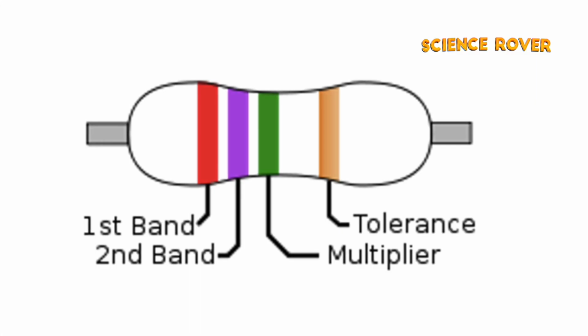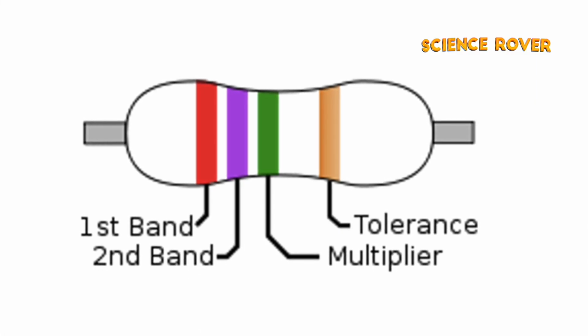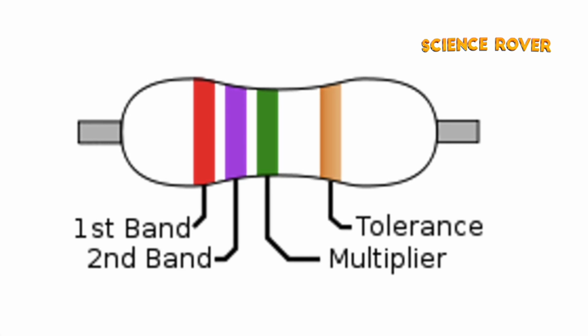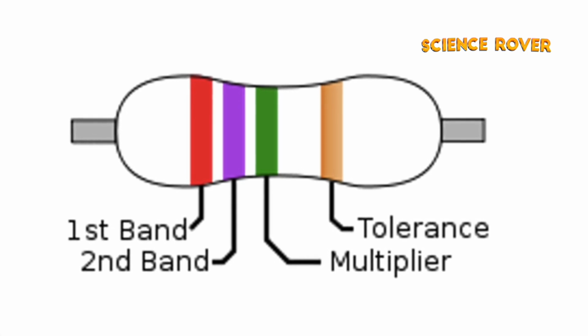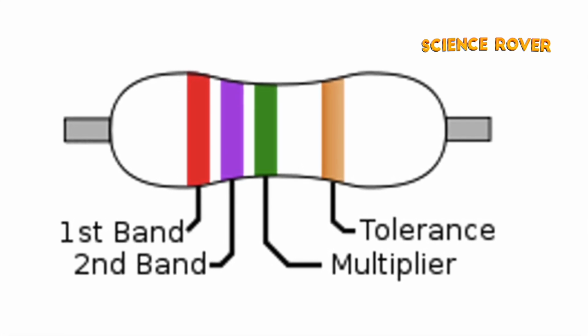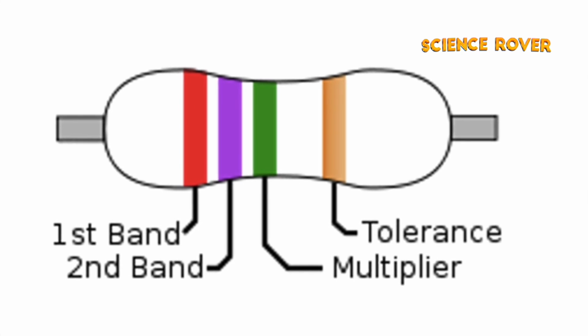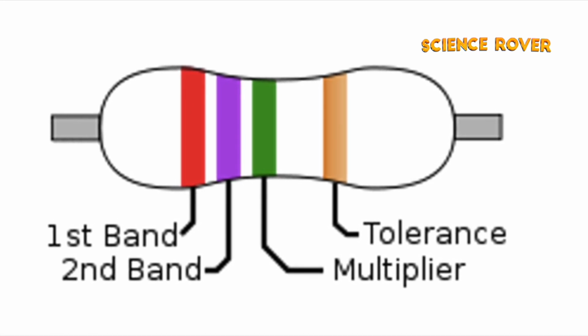First and second bands represent numbers and the third band is a multiplier. Value is expressed to the power of 10. The last color band indicates the tolerance for how likely the response is to change.